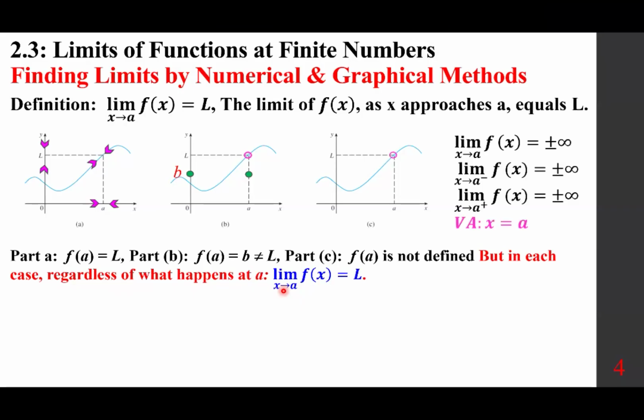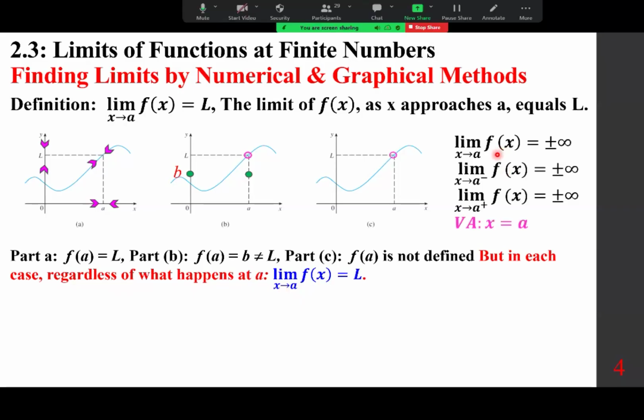We add the fact that if we take a limit of f of x as x approaches either a, a from the left, or a from the right, and we end up with either negative or positive infinity, x equals a is the equation of a VA, short for vertical asymptote.